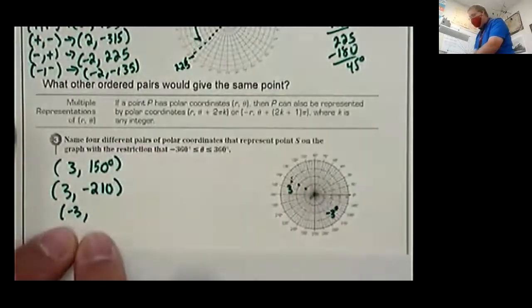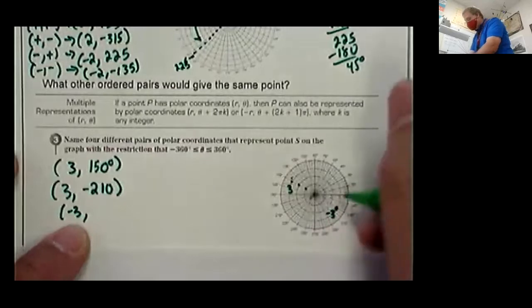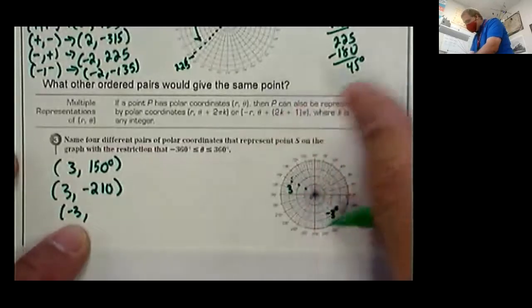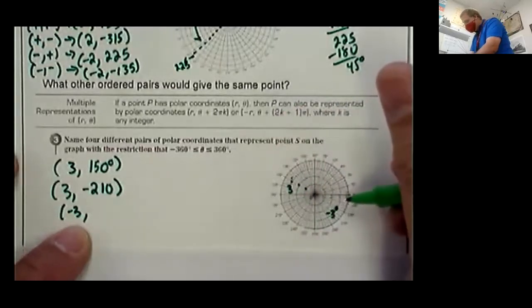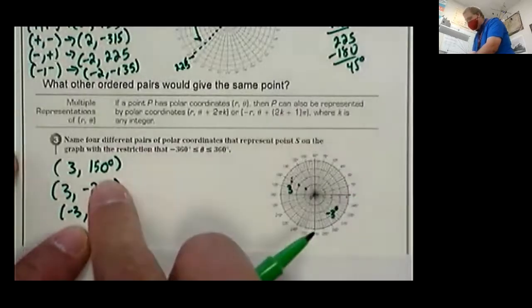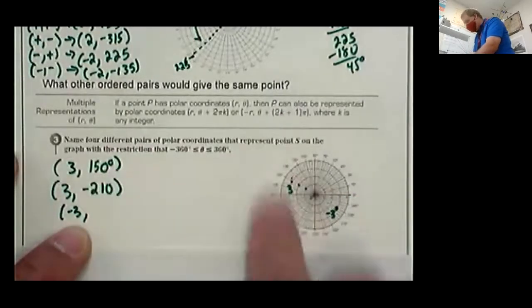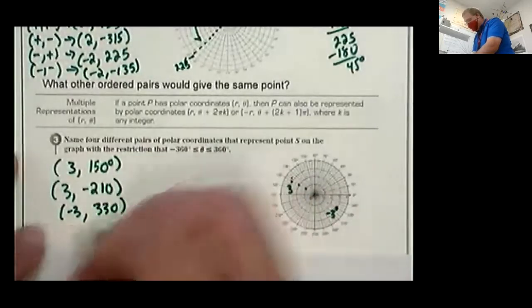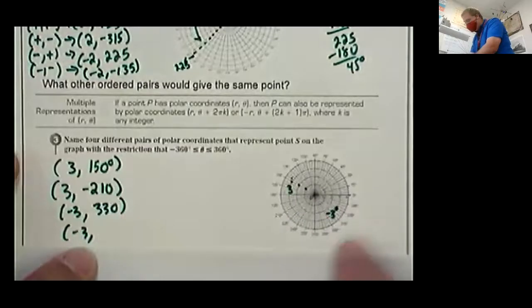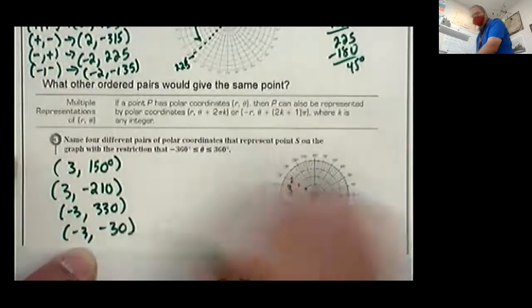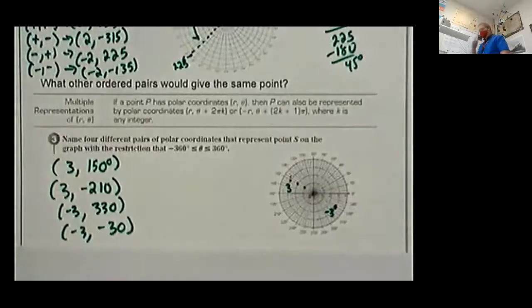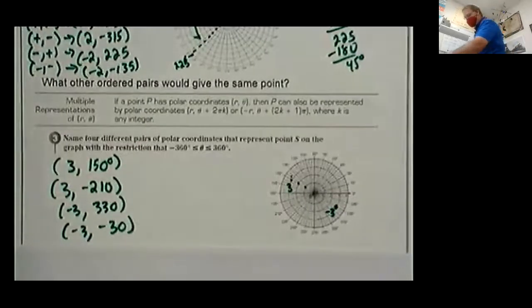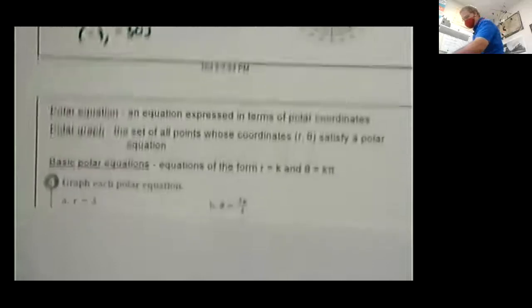Well, again, we can use a positive theta. Positive theta is going to take us almost all the way around the circle. So that is 150 plus 180, because we're going 180 degrees around, and that is 330. And we can also do a -r and a negative theta. That's going backwards 30 degrees, which is -30. So again, given any point, we can find 3 other ways to describe that point.